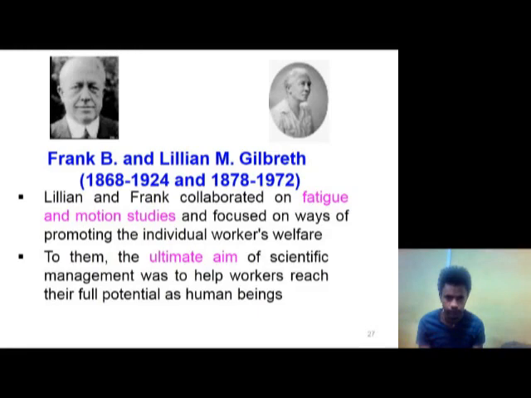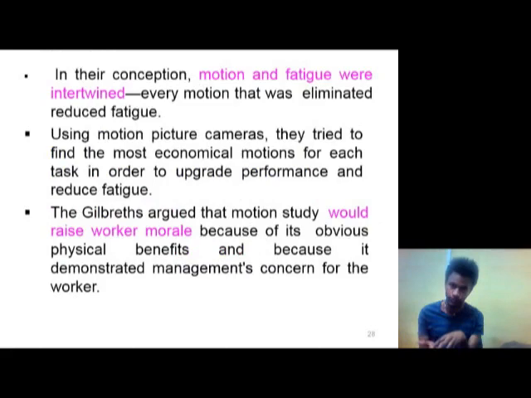So this perspective, the Frank and Lillian Gilbreth perspective, is to remove unnecessary motion and excess activity, so that workers can reach their maximum potential. And of course, in their conception, the motion and the fatigue were intertwined. That means every motion that we eliminate can reduce the fatigue.